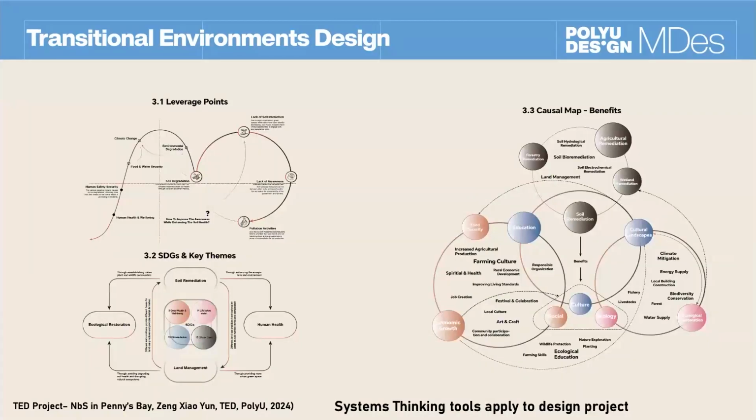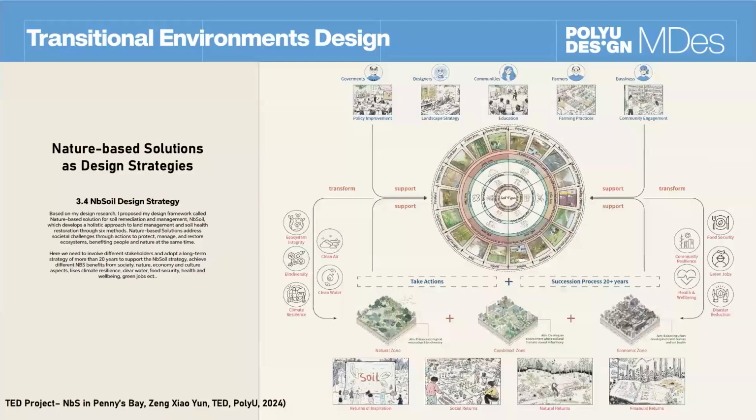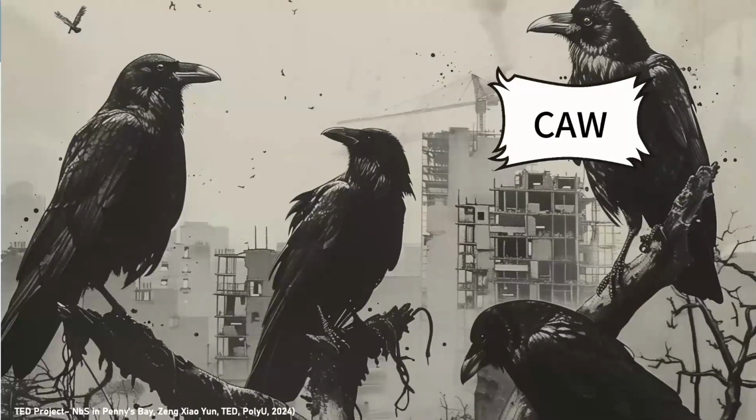The students are engaged in dealing with extremely complex problems, so they are equipped with different tools: system thinking tools, leverage points. Of course, they are referring to the SDGs. They're also doing causal maps that allow them to deal with complexity, with different forms of representation and different techniques. This is nature-based solution as one strategy, and obviously looking at a holistic perspective. Here is just one example of the students' work from last year.